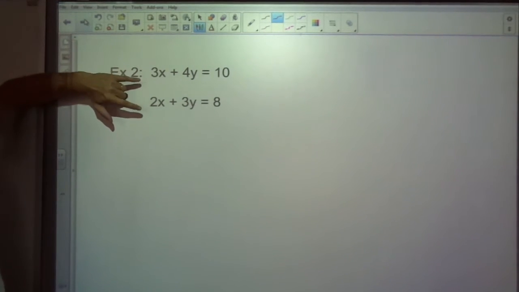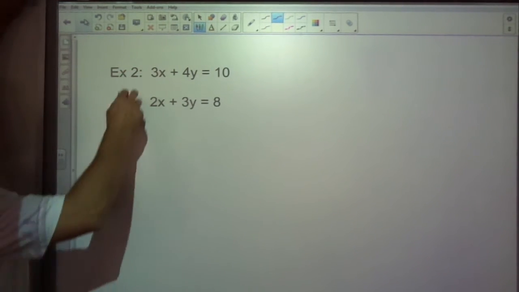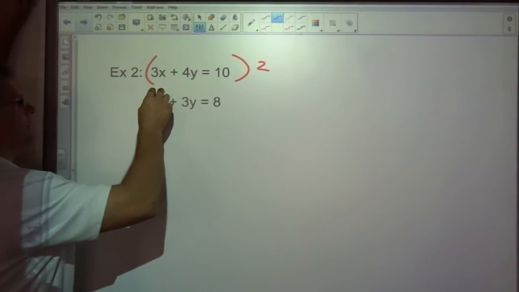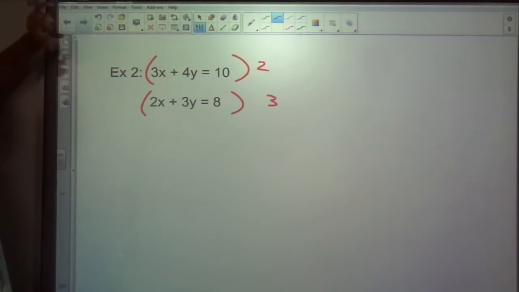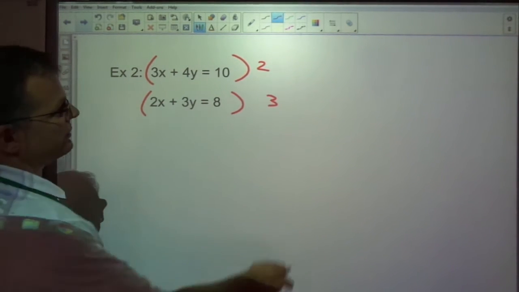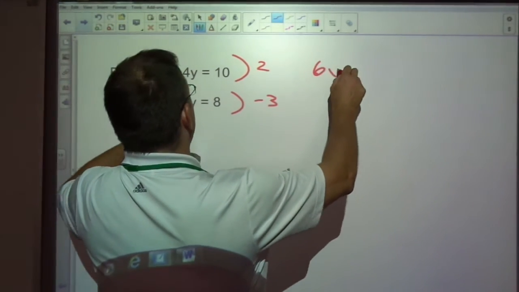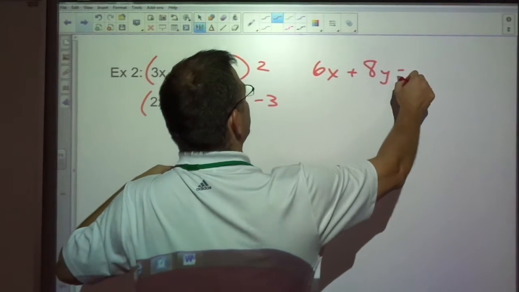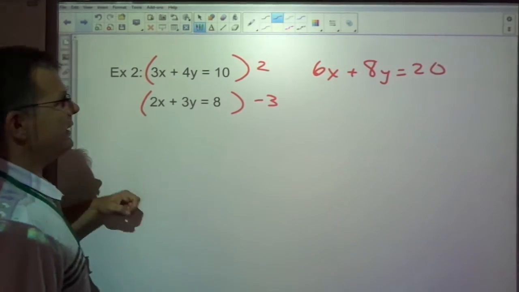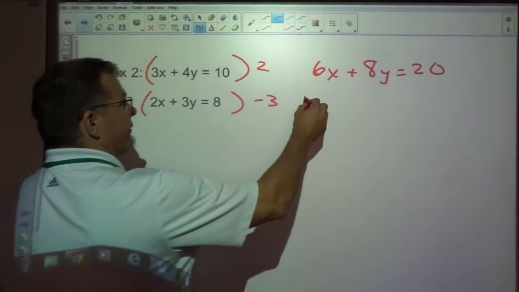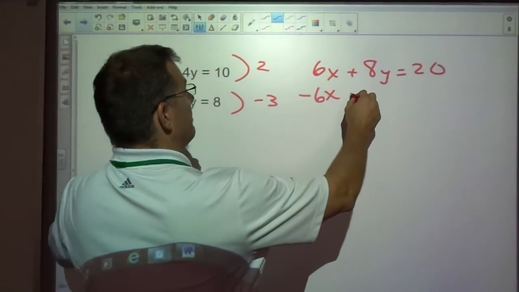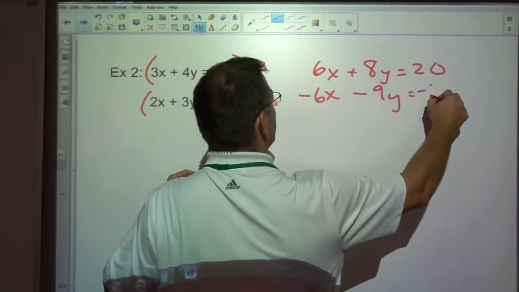Well, I could make 3 and 2 both into 6's. If I multiply this one by 2 and I multiply this one by 3, that would be 6 and 6. But I want one of them to be negative. So I need to pick one of these equations to make negative. Let's just do this one. Either way will work. So if I multiply this whole equation by 2, that would change this to be 6x plus 8y equals 20. And if I multiply this whole equation by negative 3, now I have negative 6x minus 9y equals negative 24.